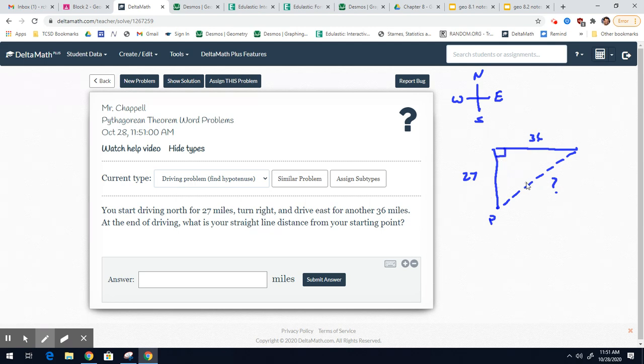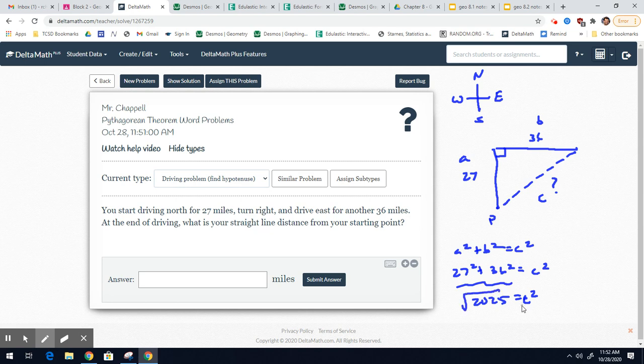This is a Pythagorean Theorem question. I'll let 27 be A. I'll let 36 be B, and my question mark is C. So use Pythagorean Theorem. A squared plus B squared equals C squared. That's 27 squared plus 36 squared equals C squared. I'll type that left side in all at once. 27 squared plus 36 squared. That is 2025. That is what C squared is.